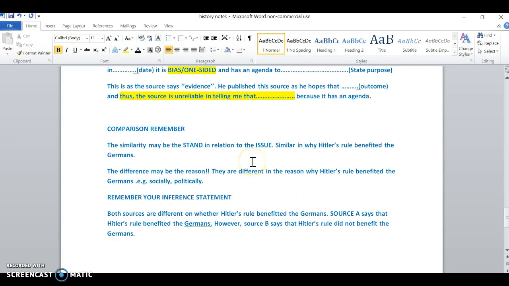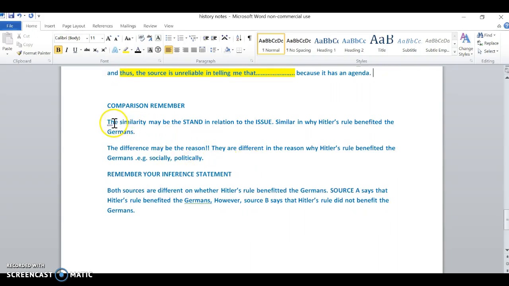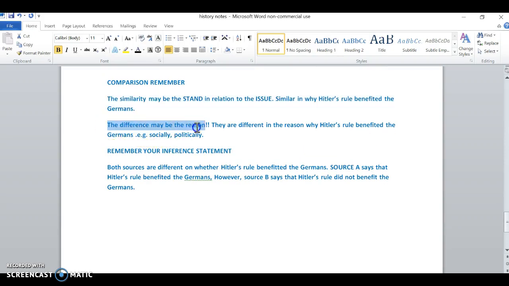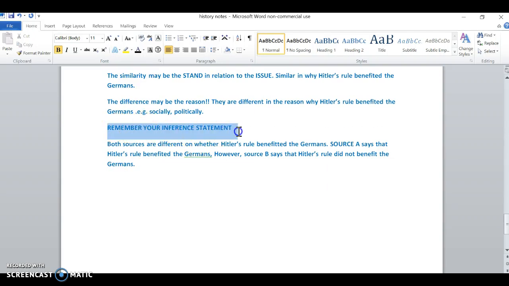Okay, for comparison reminders, many people make this mistake. The similarity may be the stand in relation to the issue, but the difference is the reason. Remember your inference statement. If you talk about differences, you must know that both sources are different when Hitler's rule benefited the Germans. This is your main comparison statement, but then you must write the topic sentence for both sources, which was missing in some papers. Source A says that Hitler's rule benefited, Source B says that Hitler.